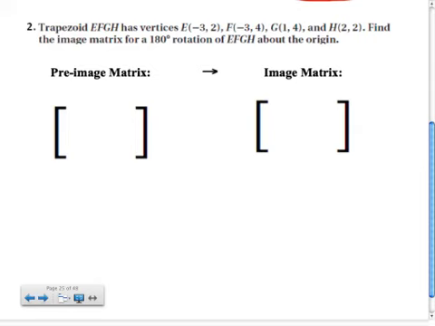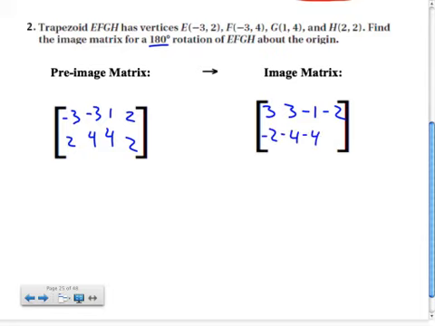Okay. So depending on what class you're in, if you're in my honors class, you're going to probably want to use matrices, so -3, 2, -3, 4, 1, 4, and 2, 2. I'm going 180. 180 just says take the opposite of both coordinates. So the top row is going to now be 3, 3, -1, -2. And the bottom row is going to be -2, -4, -4, -2.